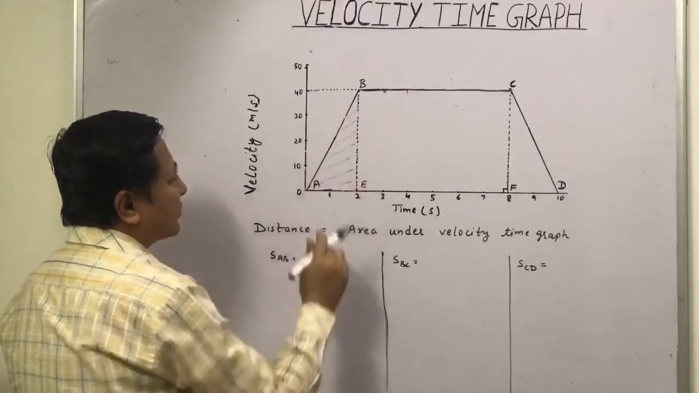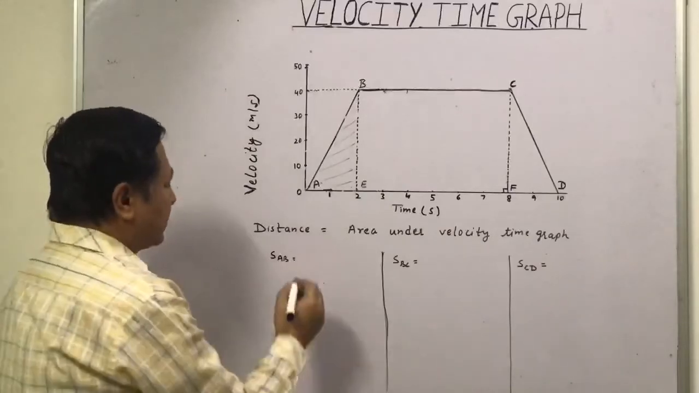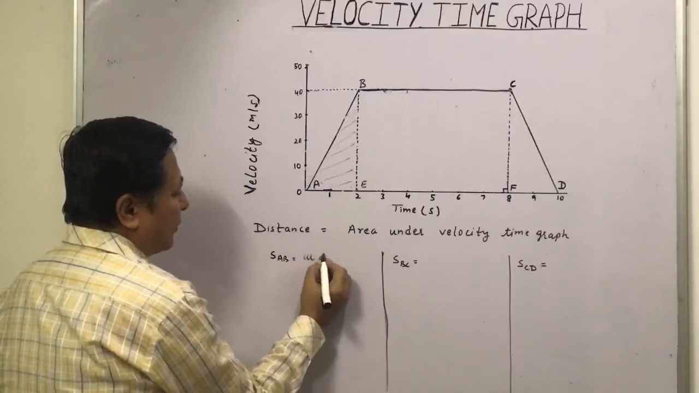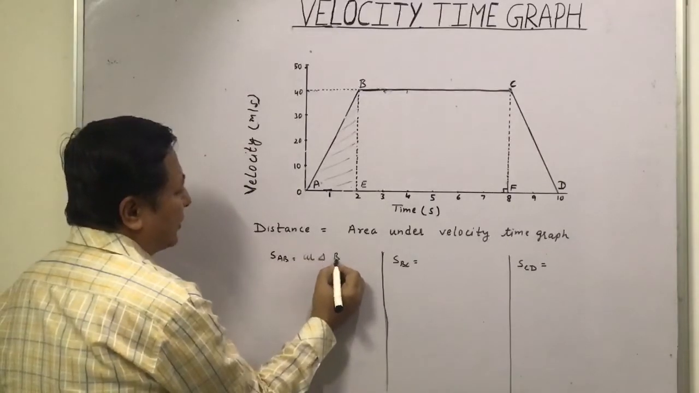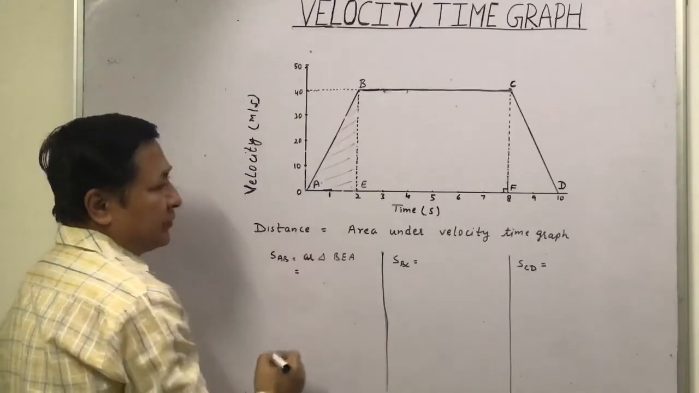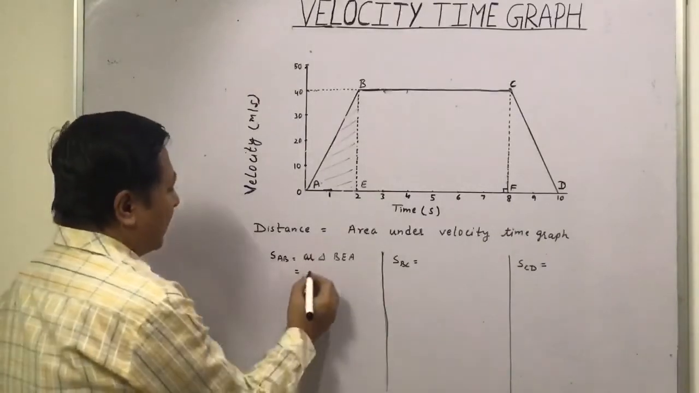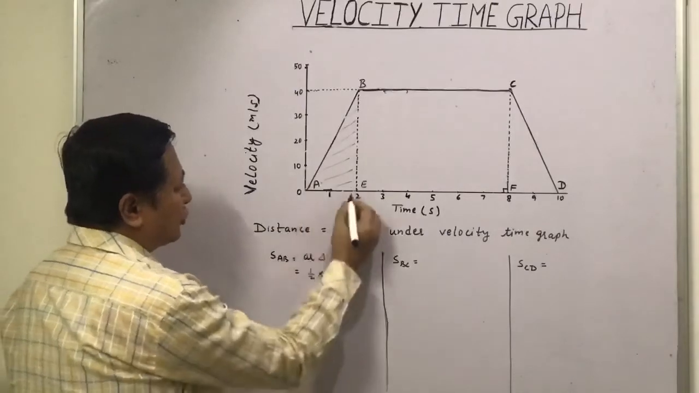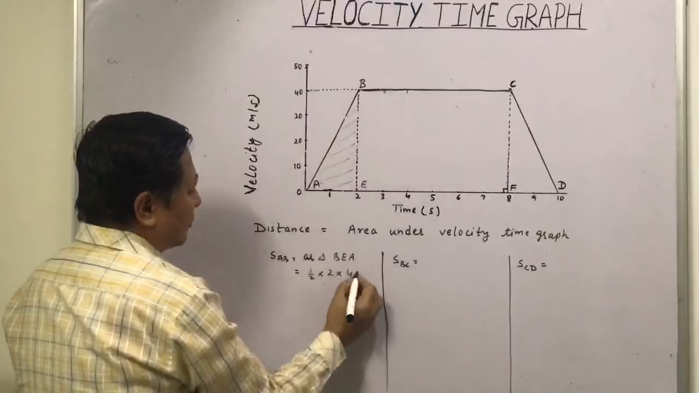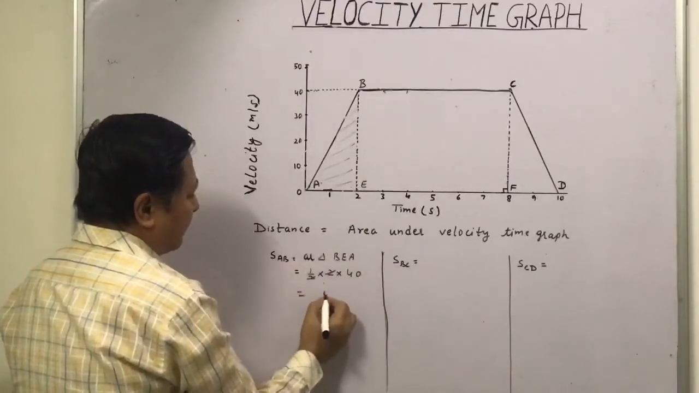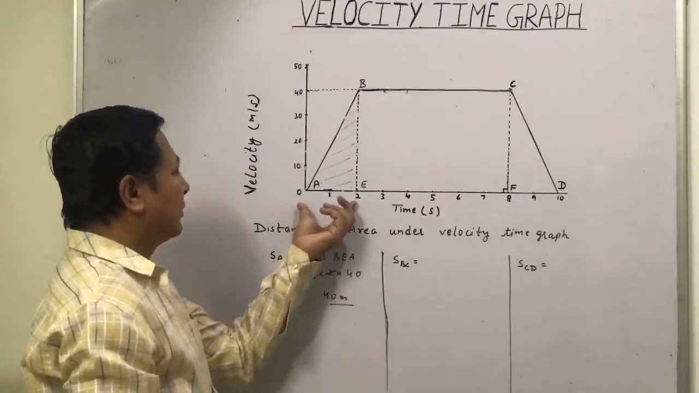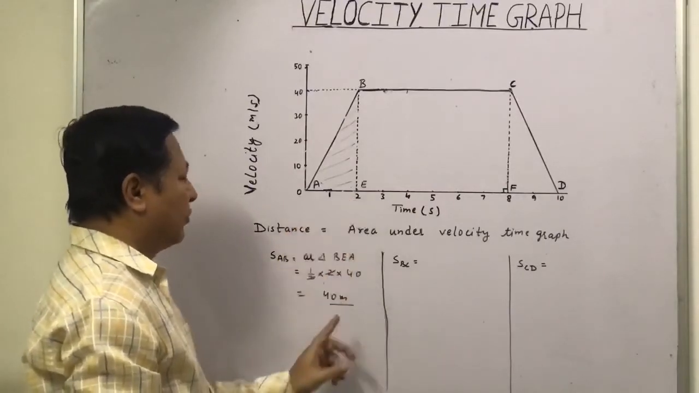And this area is what? This is forming a triangle. So that will be equals to the area of triangle BEA. And all of you know the formula of area of triangle, that is half into base into height. So half, base is 2 and height is this much, that is 40. So this will cancel and that will be 40 meter. So the distance traveled during 2 seconds is 40 meter.